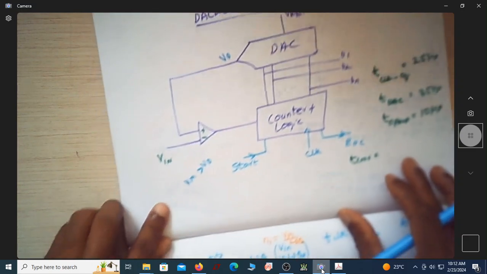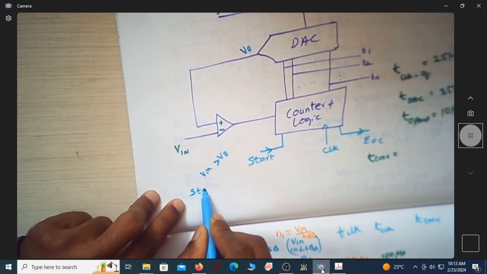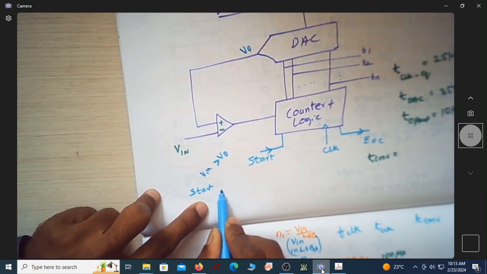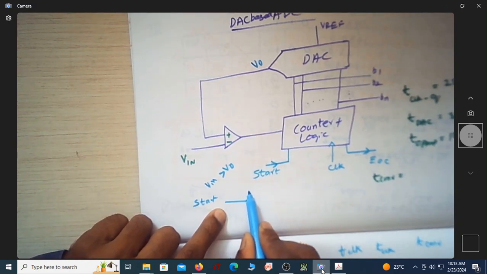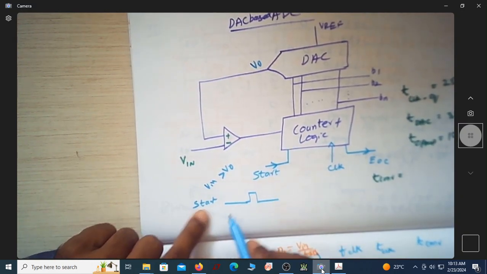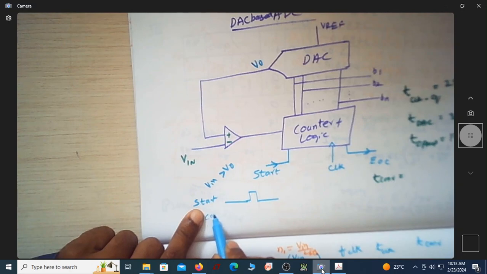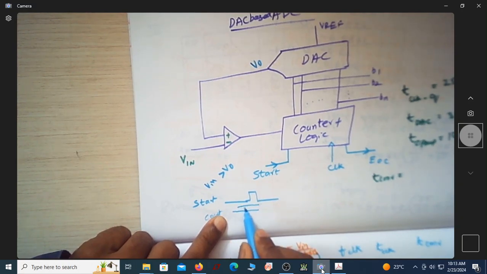Actually, the process starts like this. Assume this is the start signal. As long as the start signal is 0, the conversion will not start. Once you make the start signal high and then low, this will initiate the counter. The counter will start counting from 0.